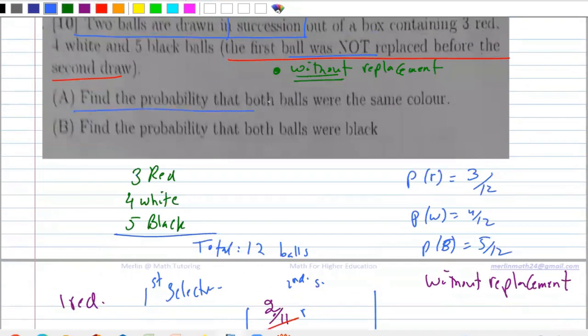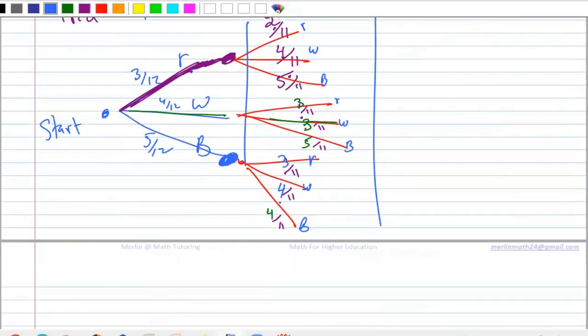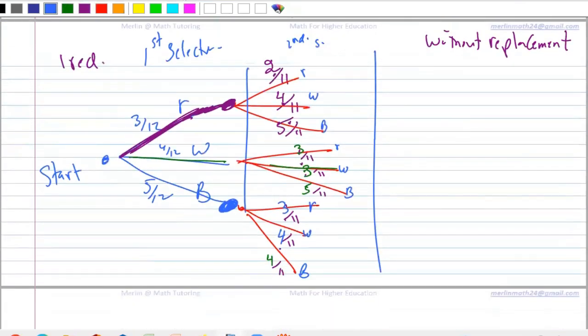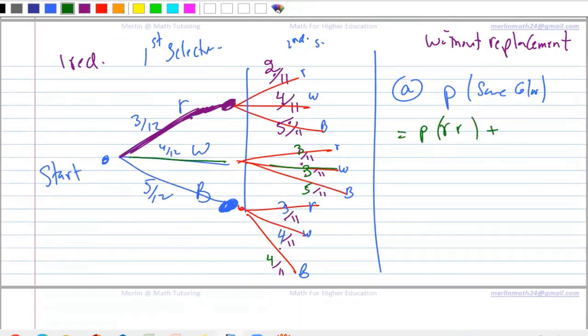Find the probability that both balls were the same color. So I want to see the chart in front of me. Okay, same color. Be careful. We are talking about selecting 2 balls, so it means probability of red red plus probability of white white plus probability of black black. Finish. Now probability of red red, it meant to be those branches red red. So what numbers do you see?